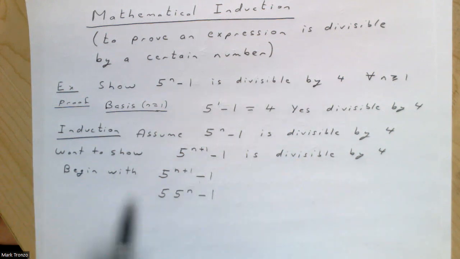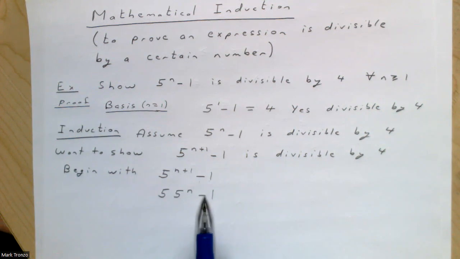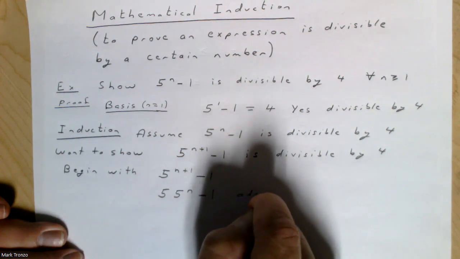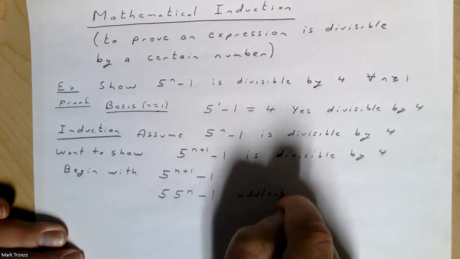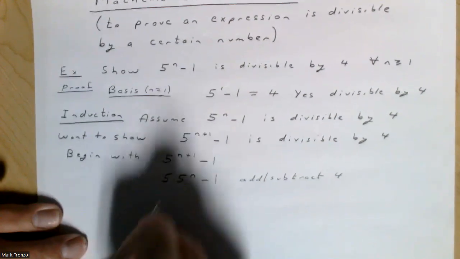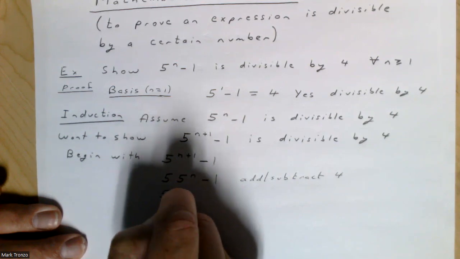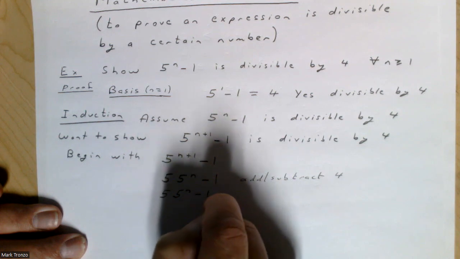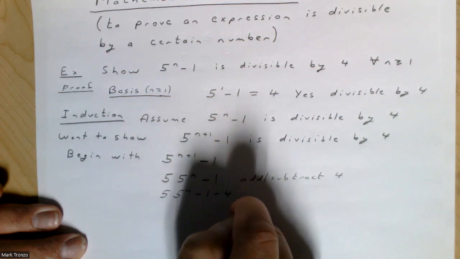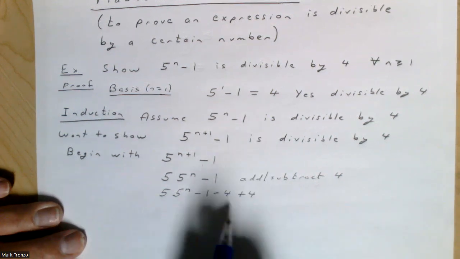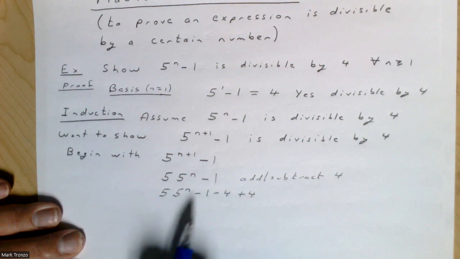Now, this time we're not working with two different sides, so if we subtract something, we have to add the same amount. So add and subtract 4. Let's do that here. So it'd be 5n minus 1 minus 4. So we subtracted 4 and then added 4. Okay, we're allowed to, so we just basically added 0, which is what we're allowed to do.